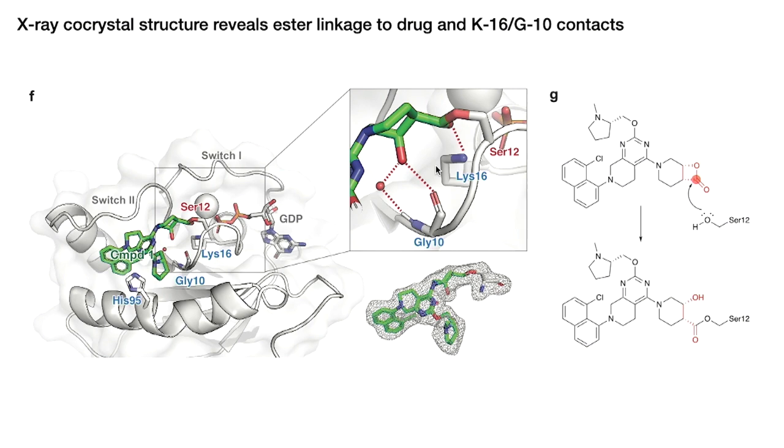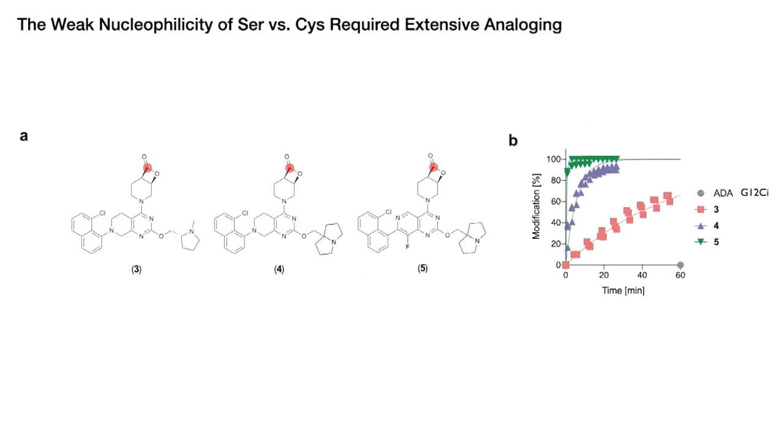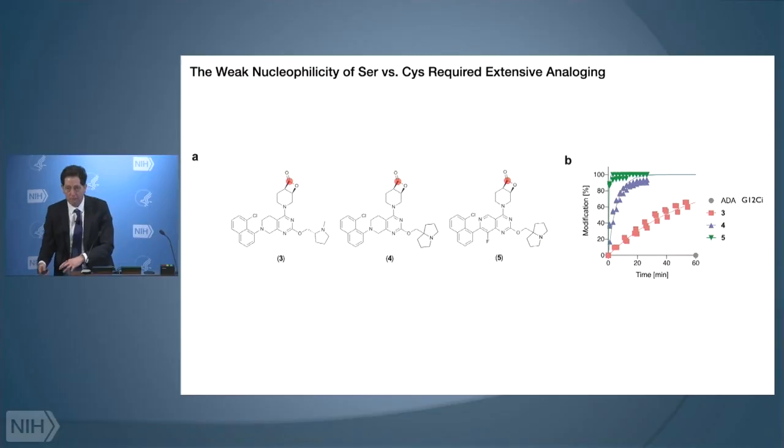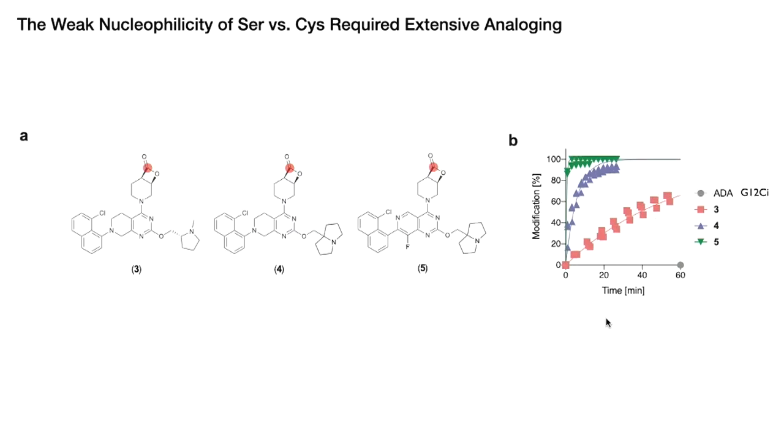So with that, we found the right warhead. Now the question is, I told you that we couldn't change the warhead very much, right? Every time we changed it, we lost activity. So how do you improve something if you can't touch the warhead? That really comes from reversible affinity improvements. And so this was the rate of reaction of this first molecule, and you can see it's got about a 50-minute time to get to half occupancy.